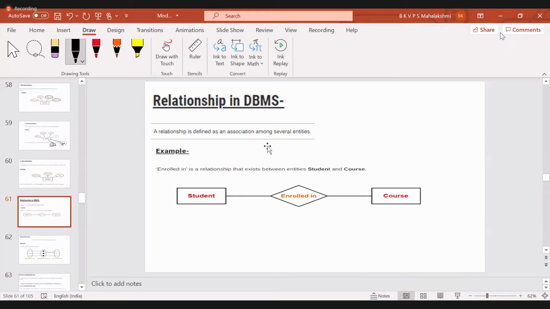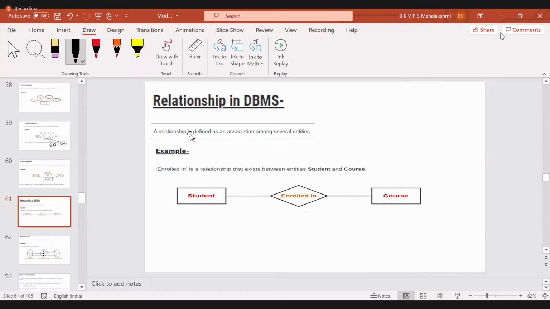So now, relationships. Relationship in DBMS. We can make a relationship between the entities. See here, this is a small and simple representation. This is the symbol: the rhombus, a diamond shape. And you can put the name of the relation, enrolled in. Already we discussed this.